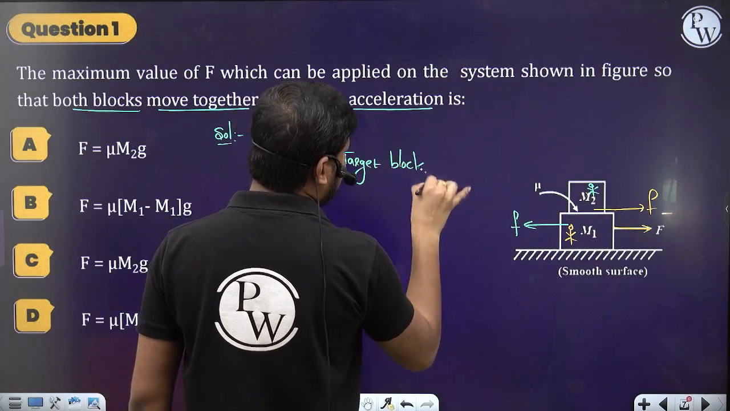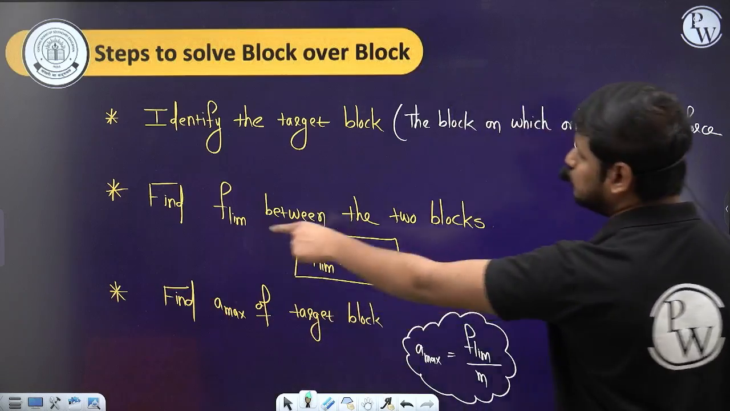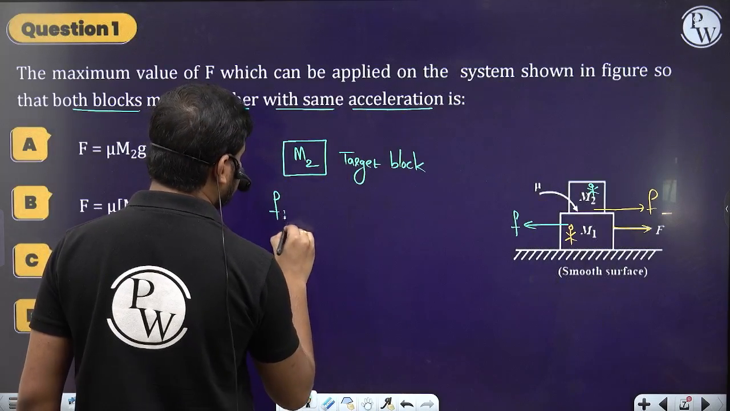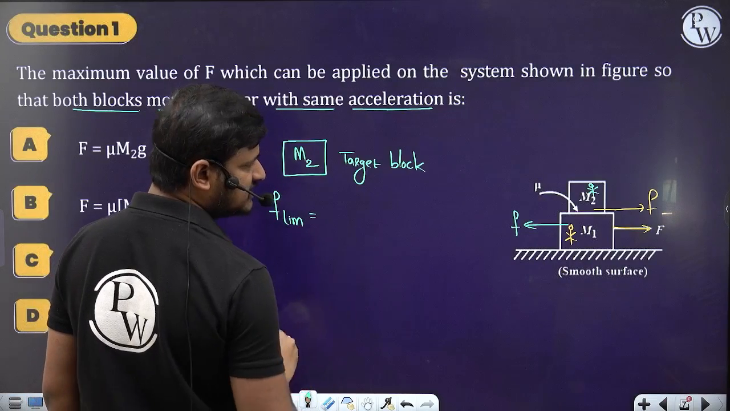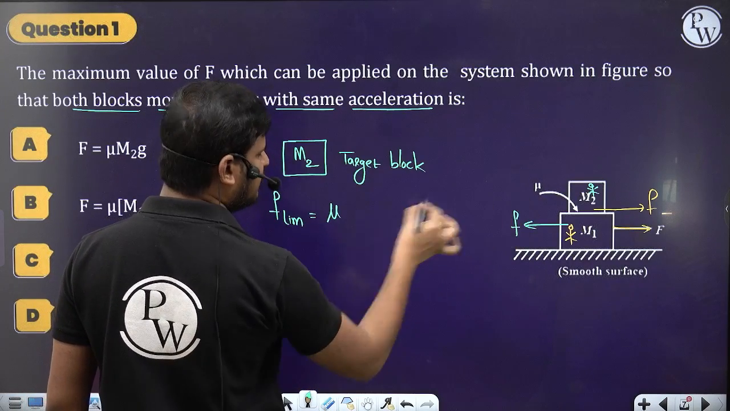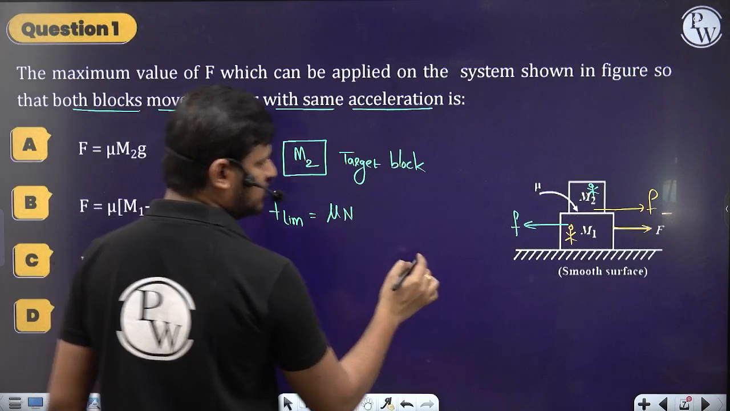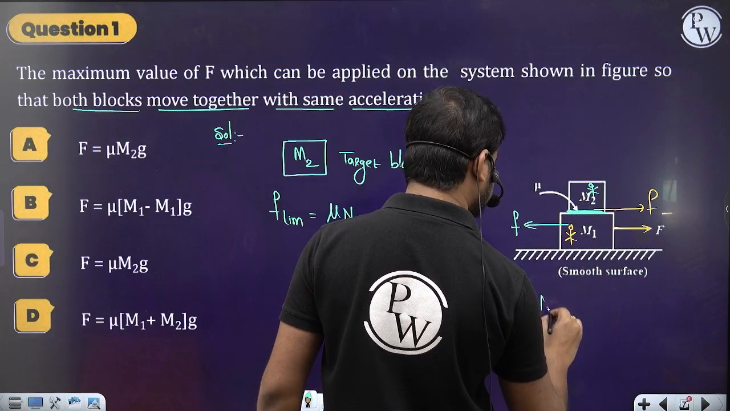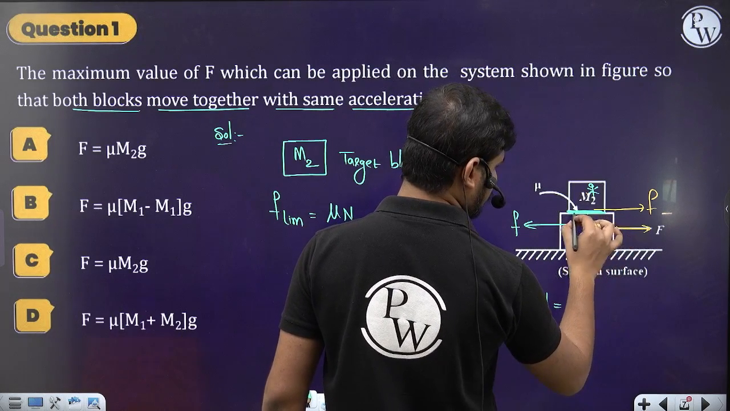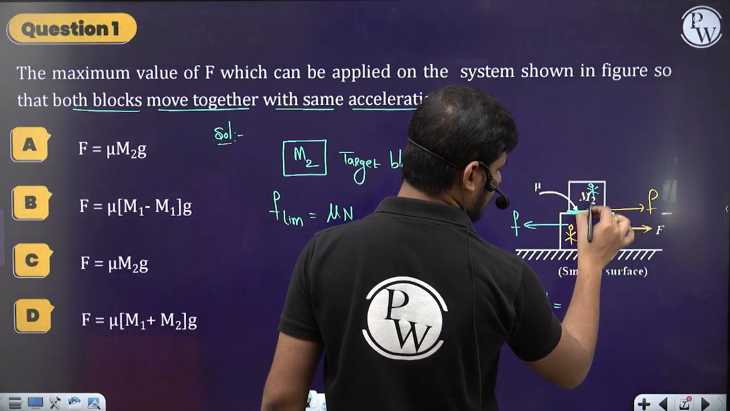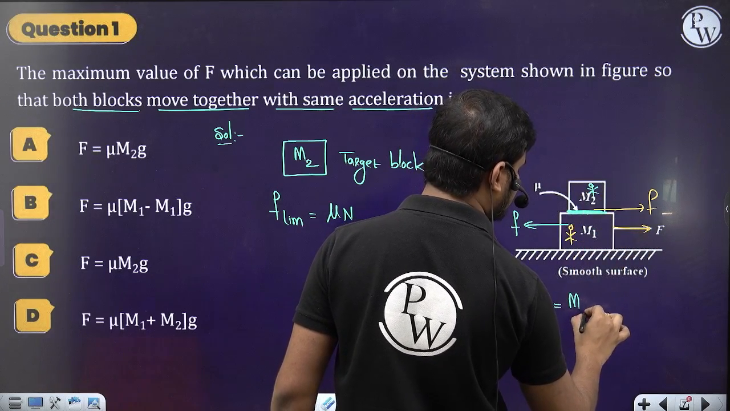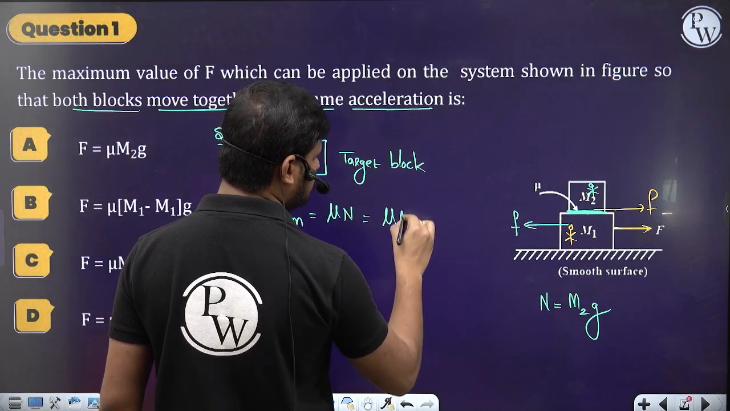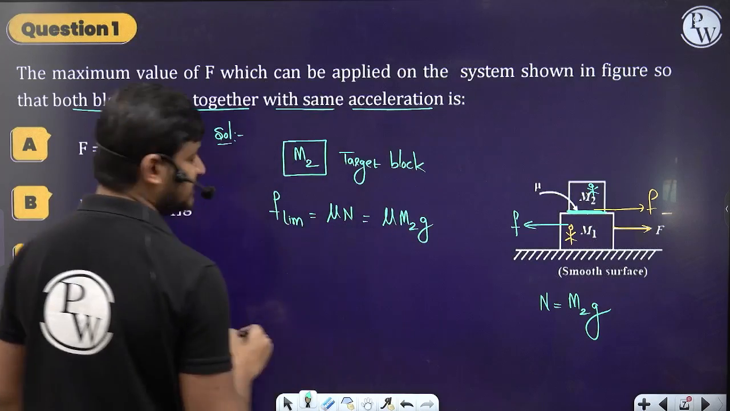Now the second step: find F limiting between the two blocks. F limiting is equal to mu into N. Here only one mu is given, so it is between the two blocks. What is the normal between the two blocks? At the point of contact between the two blocks, which blocks are there? Only M2. So N, the normal, is equal to M2 g. So the second step is also done.